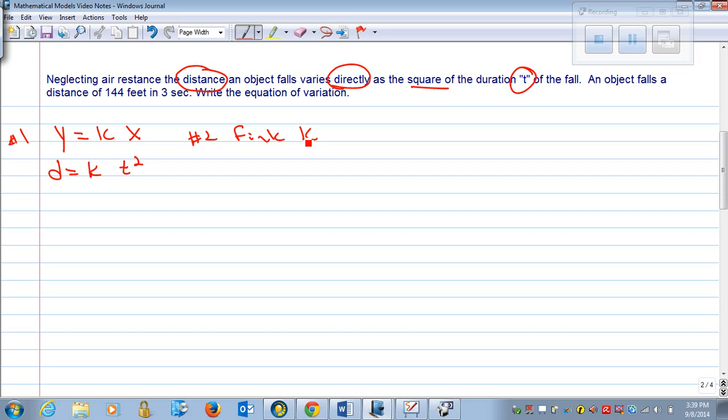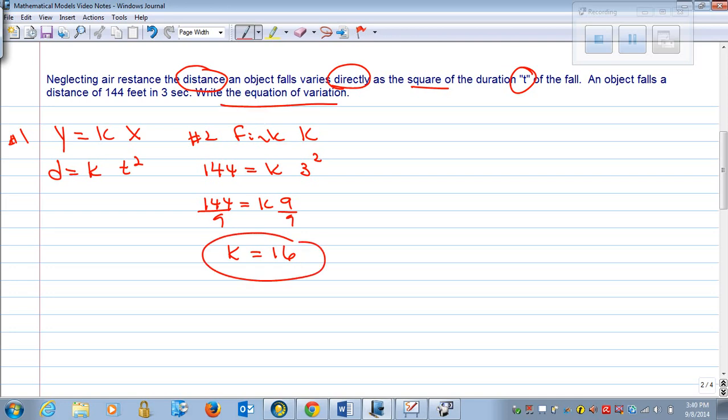It says an object falls a distance of 144 feet in 3 seconds. Let's find k. So the distance is 144 equals k times 3 seconds, but we have to square that. So that's 144 equals k times 9, and we would divide both sides by 9, and k would be equal to 16. 144 divided by 9 is 16, so that is our k.